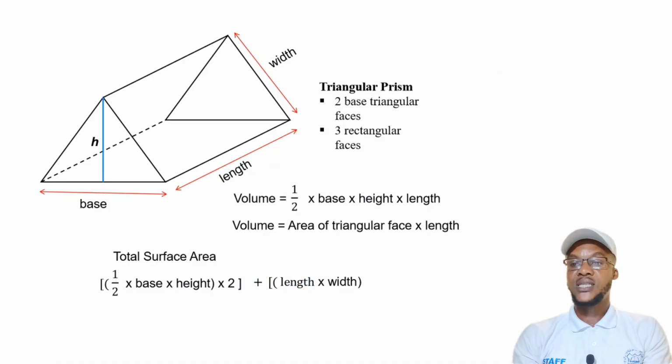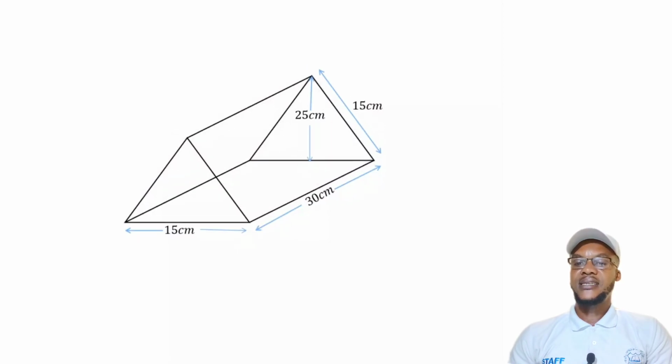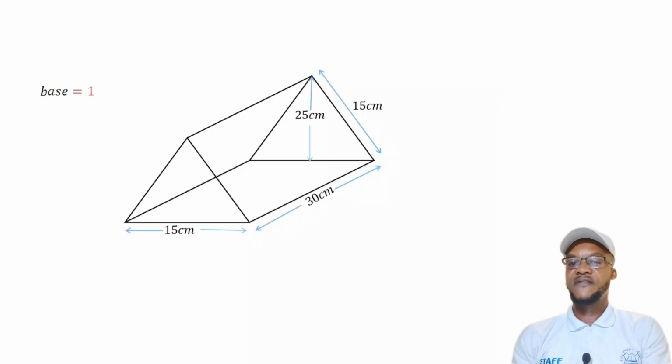Once we find one, because we are saying we have three of them, and they are also identical, then we can multiply by 3 as well. And that gives us a perfect answer, the total surface area. All right. So if that is the case, then let's take this example and see how we can find the volume and the total surface area. As we know, the base is 15 centimeters, the height is 25 centimeters, and the length is 30 centimeters.